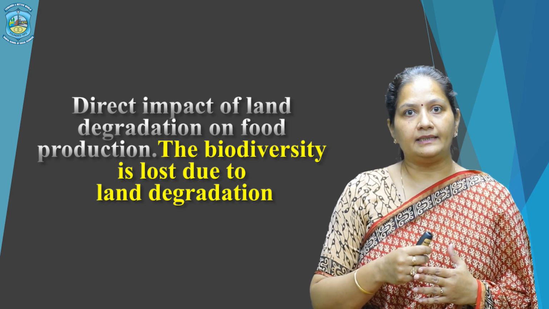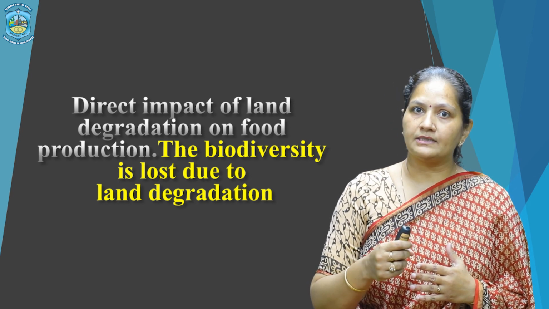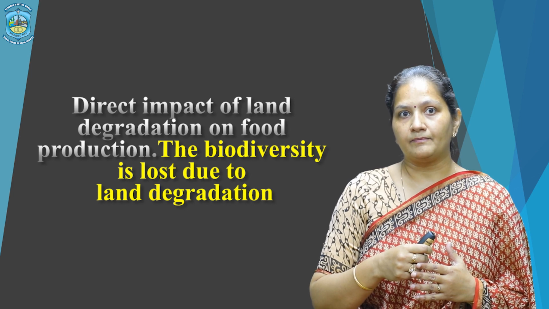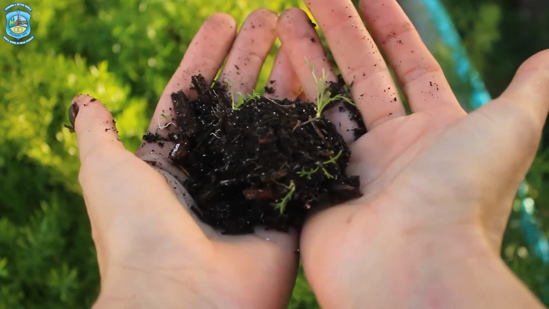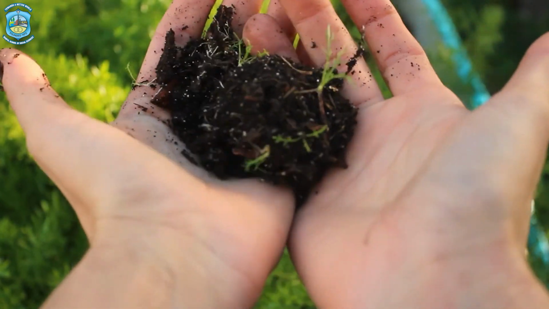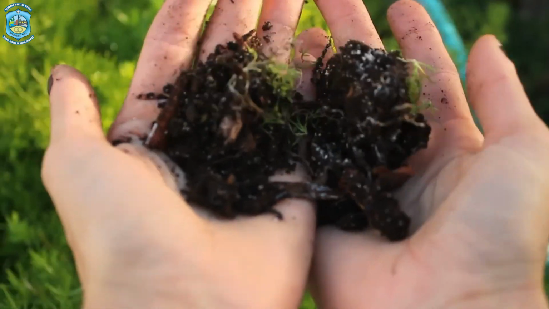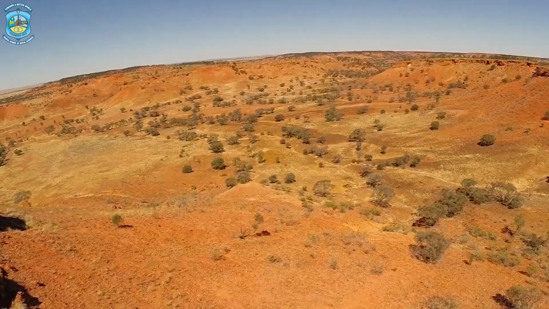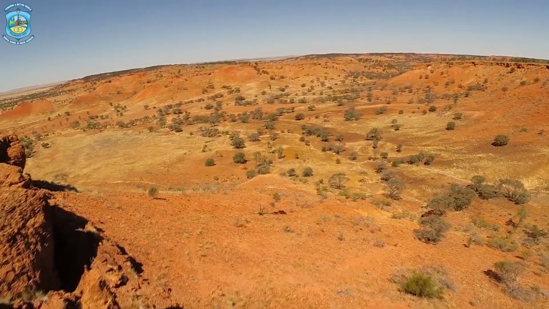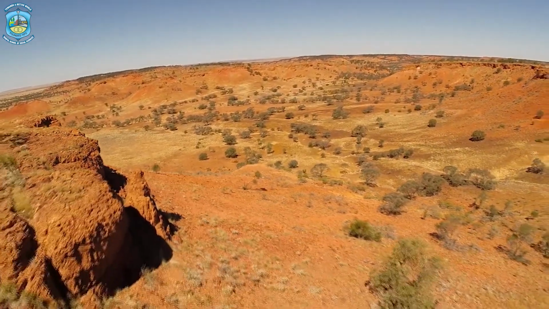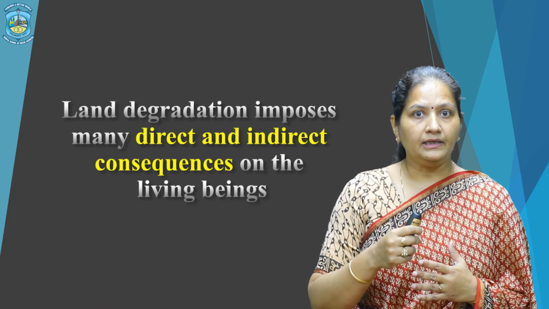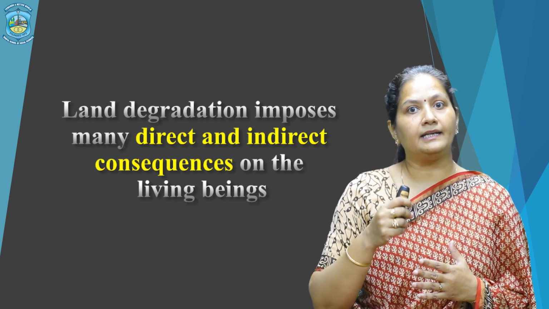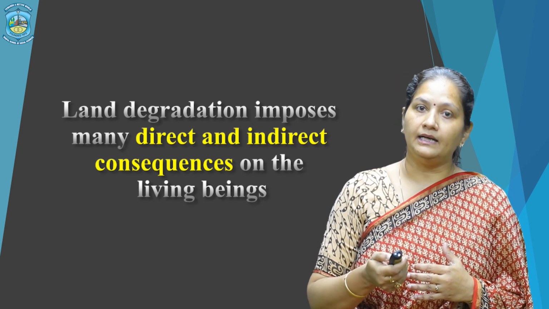The biodiversity that is dependent on land is lost if there is land degradation. Land degradation leads to loss of soil fertility and loss of valuable nutrients. Sometimes land degradation leads to desertification. It means the fertile soil is converted into deserts. That is the worst condition of land degradation. So, we can say that land degradation imposes many direct and indirect consequences on living beings.